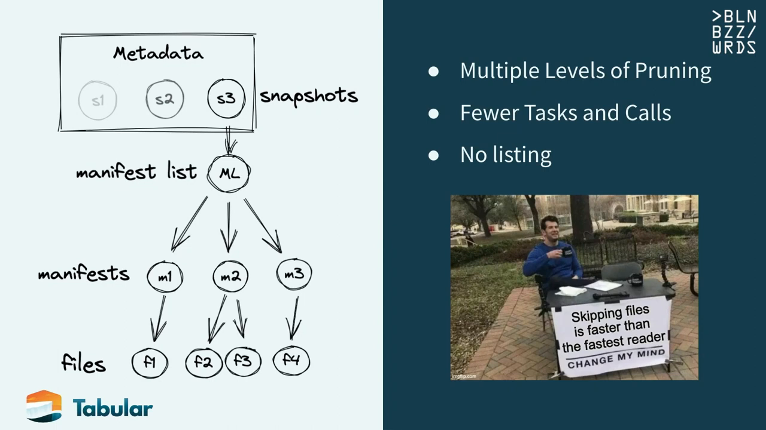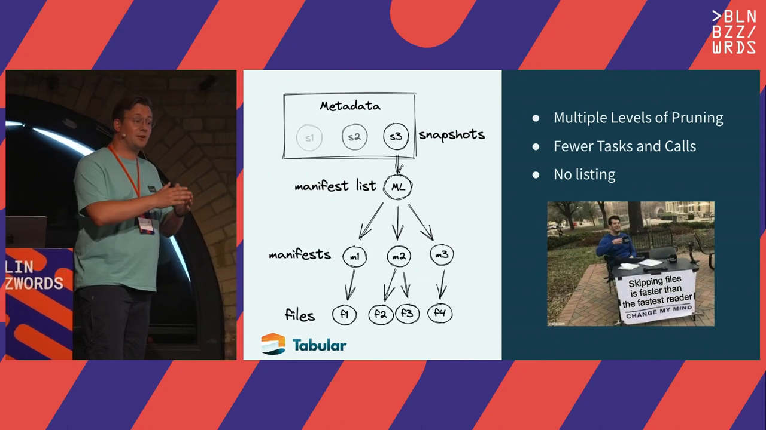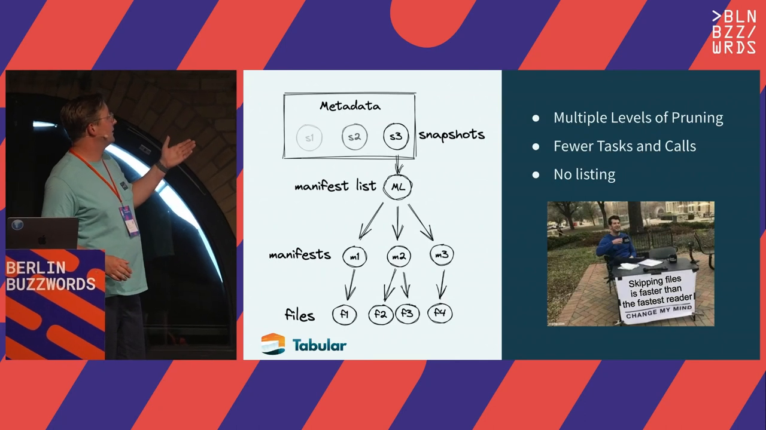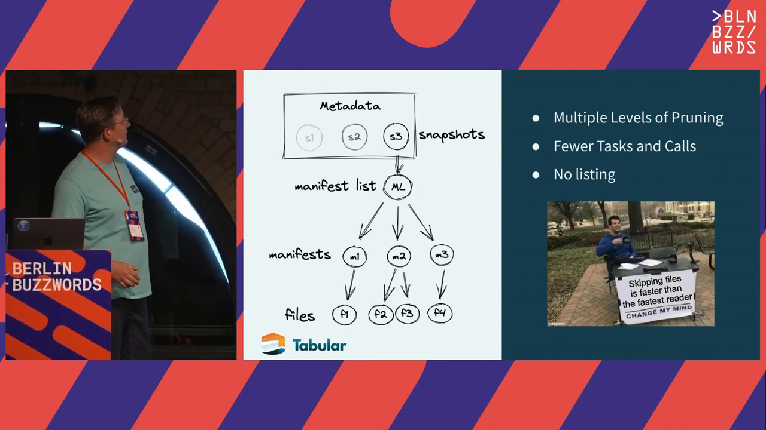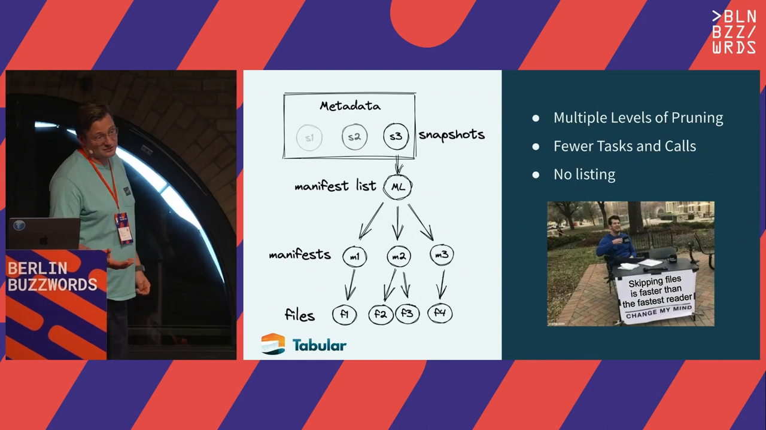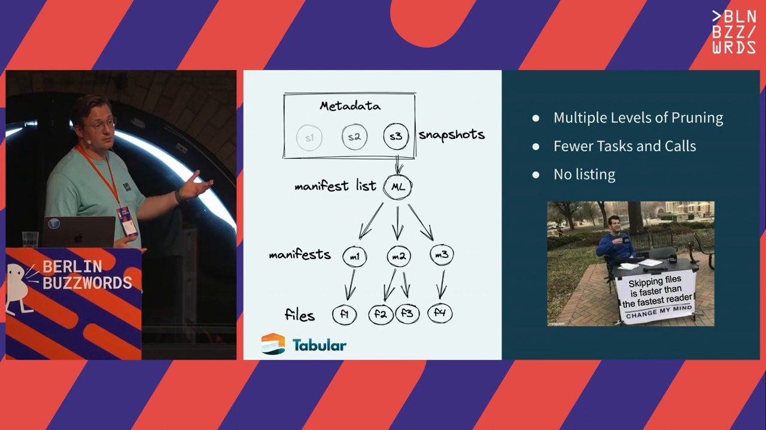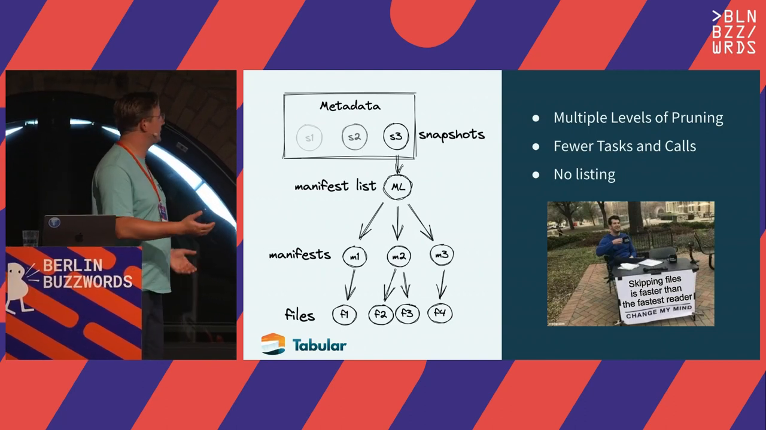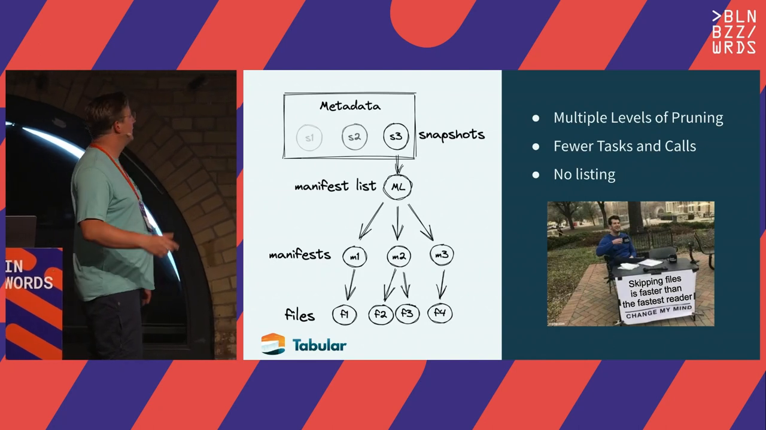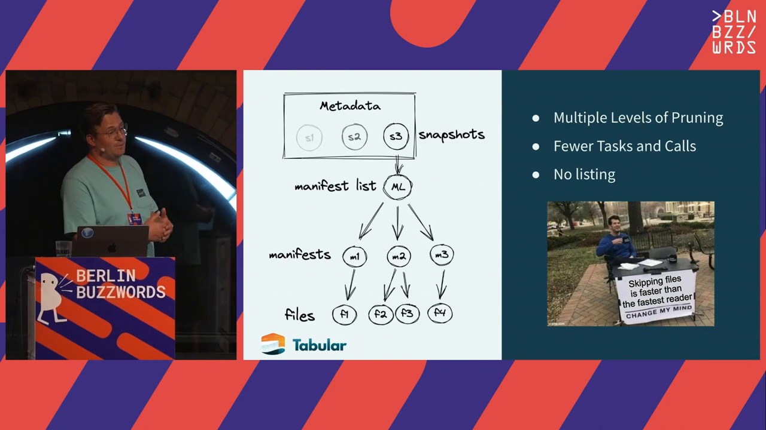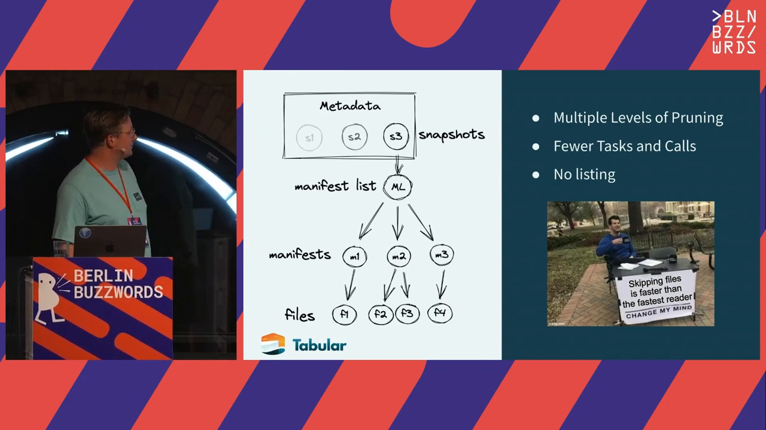So what we just saw is that using the statistics, both on partitioning but also on the column levels, we can do multiple levels of pruning. During query planning, we can exclude a lot of the stuff that's not relevant. This way we have to process fewer tasks. We also have to make fewer calls to S3, so that's going to save you both query time, because it will go faster, and also cost, because all these calls have to be paid, of course. And there's no listing or renaming in the whole process.